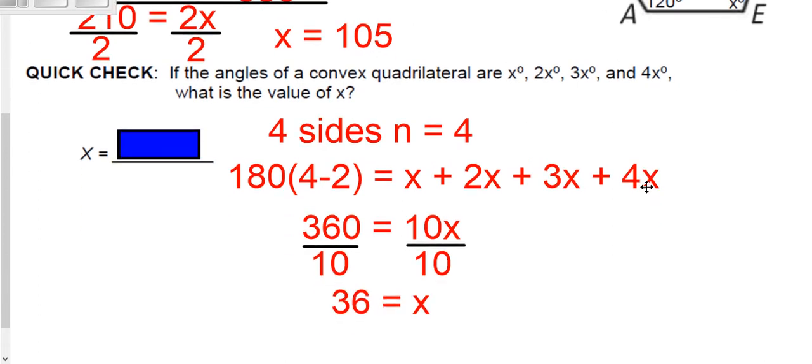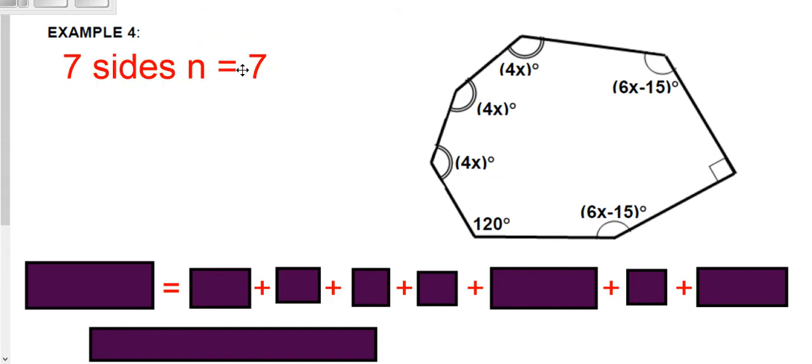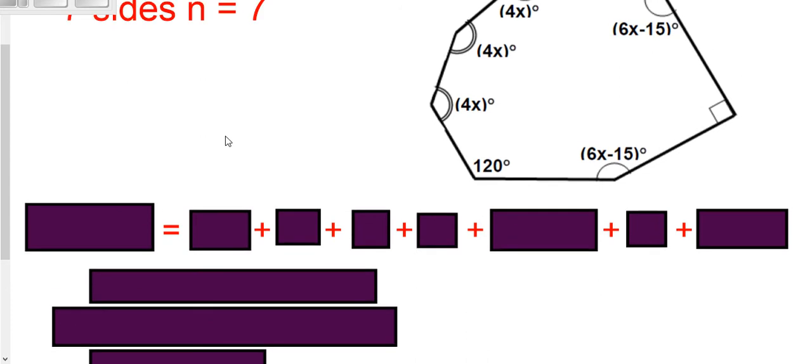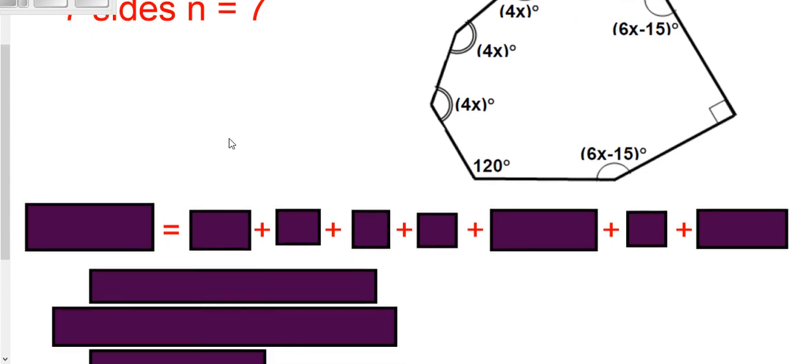Now we're going to do example 4 before I quit. All right, so let's look at one more example here. This one has the picture again. Several x terms in here for angles, a few numbers, the 120 and the 90. So we are going to solve for x again. We have 1, 2, 3, 4, 5, 6, 7 sides. Again, if you want to pause this and try and do it on your own and then check your answer, that's a good idea. But here I go.